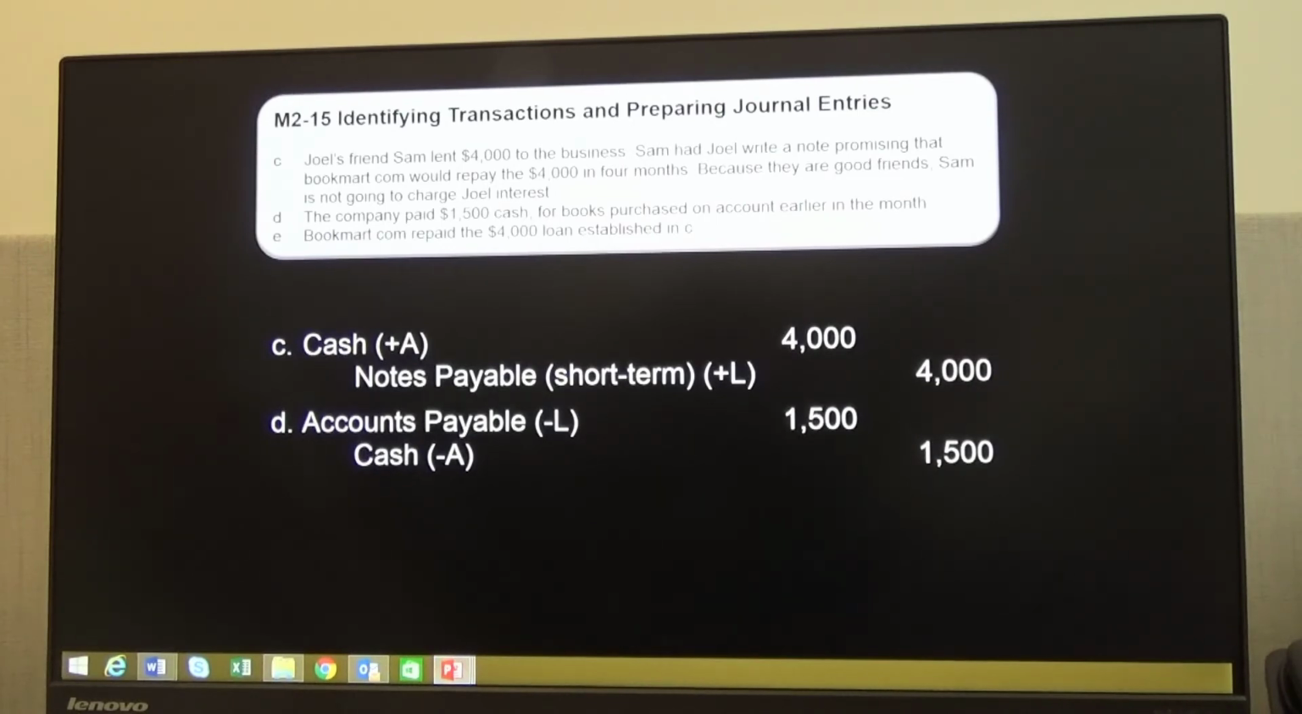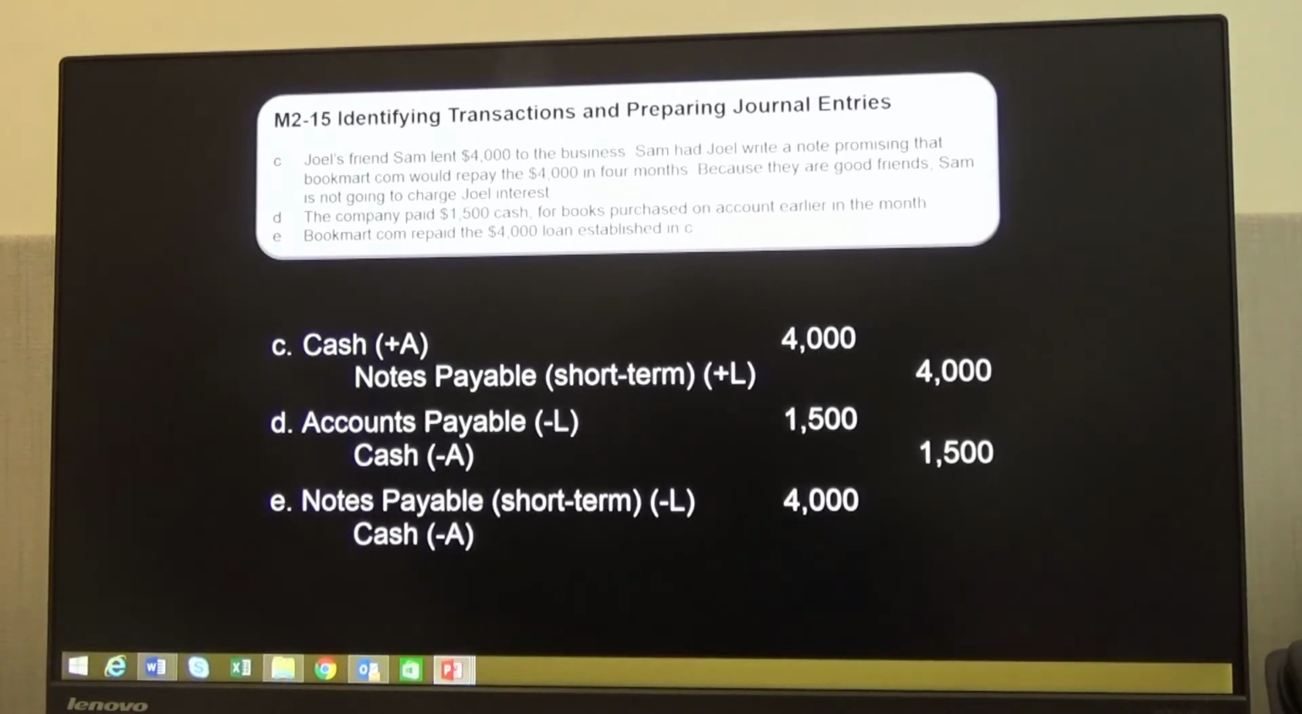And then letter E is similar. We're repaying the $4,000 loan that you see up there in entry C. And again, we didn't get more cash in this case. Instead, we're paying cash out. And so we're going to credit cash to decrease the cash. And then on the notes payable side, we're going to debit the notes payable to indicate that now that we paid it, we don't owe it anymore. So that liability decreased as well as our cash decreasing.